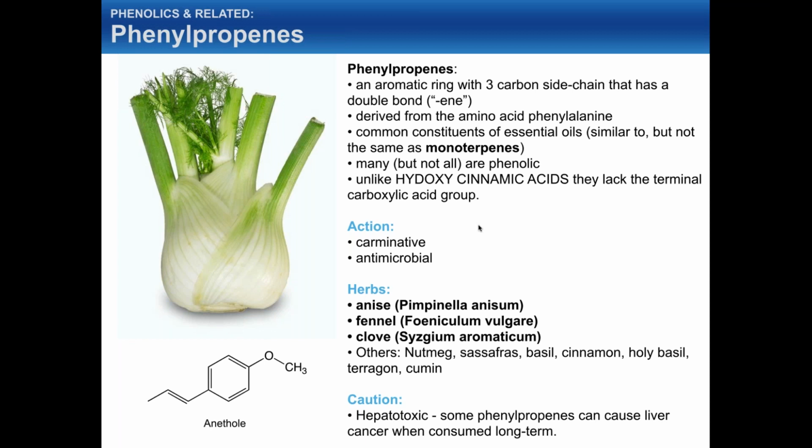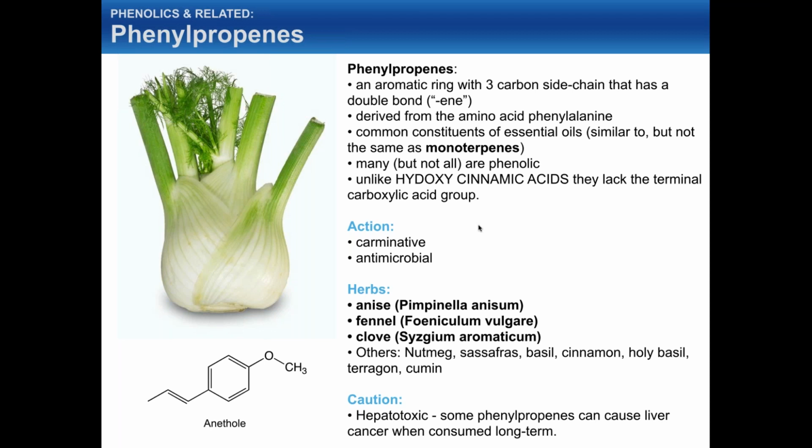Now, the reason the phenylpropene has that name is that the phenyl group, like the phenolic compound, is a little six-membered ring, which is phenyl. Then you have the propene; propane would be 3 carbons attached to it, but in this case it has 3 carbons with a double bond in there, and that double bond gives it the ene. So phenylpropene is the phenyl group plus the propene, which is an unsaturated side chain.